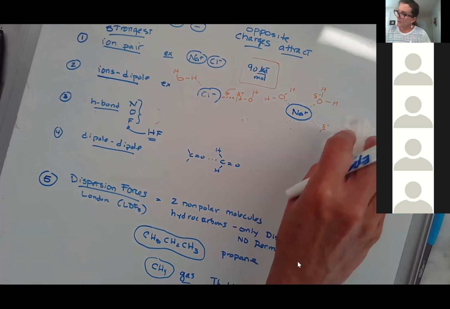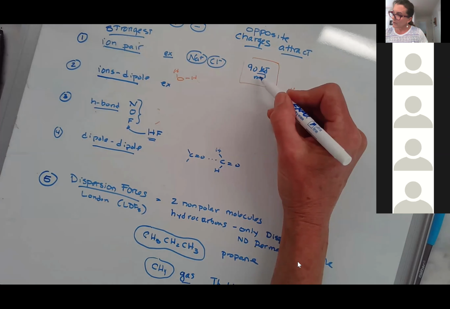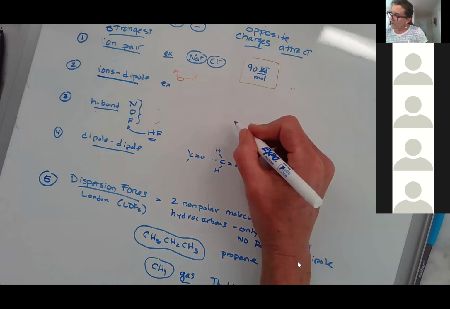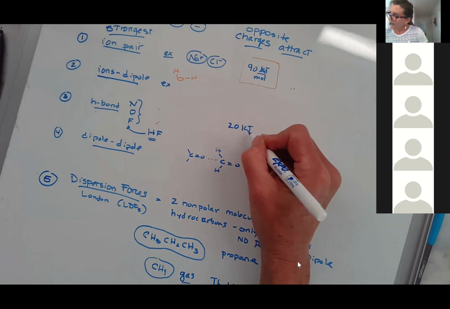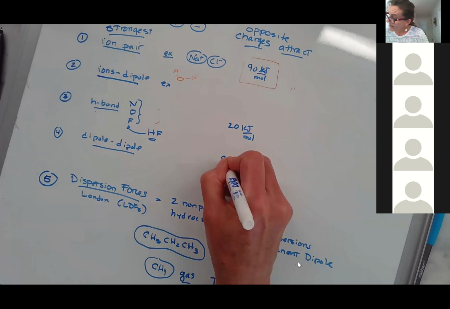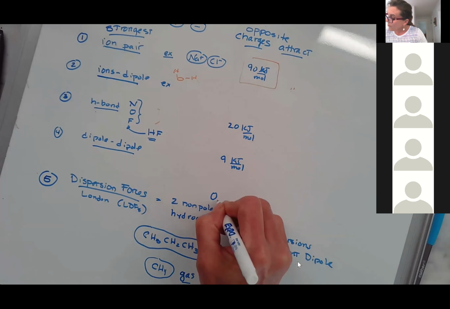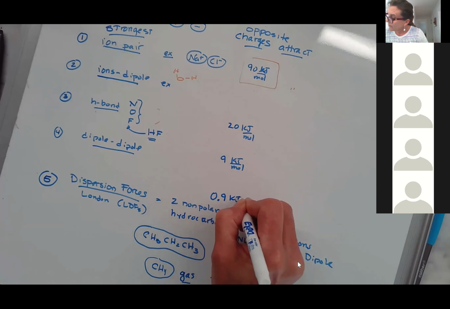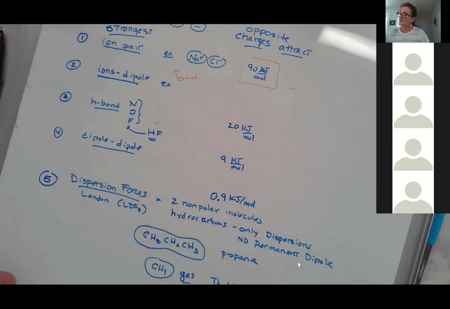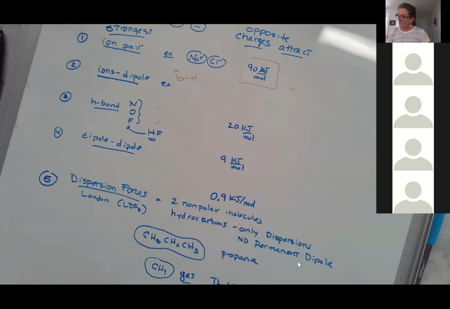So if we remember that ion pairs have 90 kilojoules per mole of attraction, hydrogen bonds in water have about 20 kilojoules per mole. Dipoles are about 9 kilojoules per mole, right? 1/10 of an ion pair. Dispersion forces are 0.9 kilojoules per mole. So they're 1/100th of the strength of an ion pair. And so because of that, they're very weak interactions.